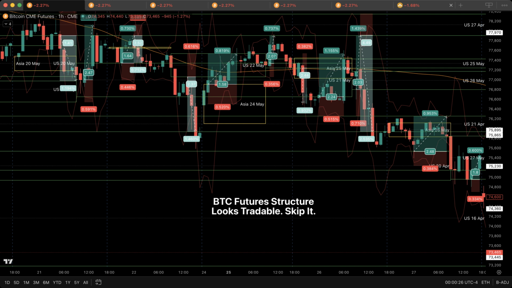Because the full structure is not good enough. The stop is too deep. If we protect the real structure, the target becomes too high if we force the ratio. The time risk becomes too long if price moves slowly. That is not clean execution. That is forcing a trade.